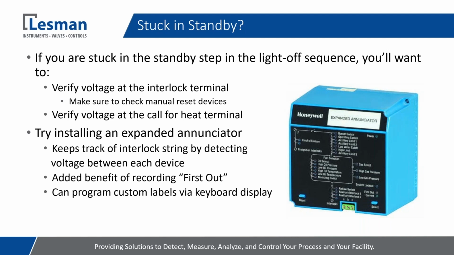The expanded annunciator will let you know via first out that, hey, I lost flame because of my low gas pressure switch. This will also come in handy in standby. If you're not seeing your interlock string, an expanded annunciator is monitoring the voltage between each of your interlocks, and via the LED displays on the expanded annunciator and with communication back to the keyboard display, you can see exactly which interlock needs to be addressed or corrected.